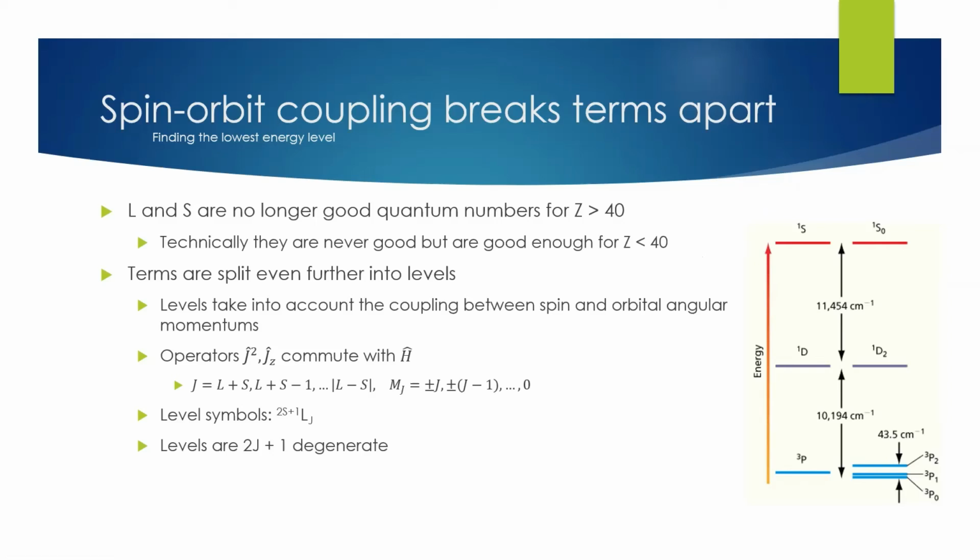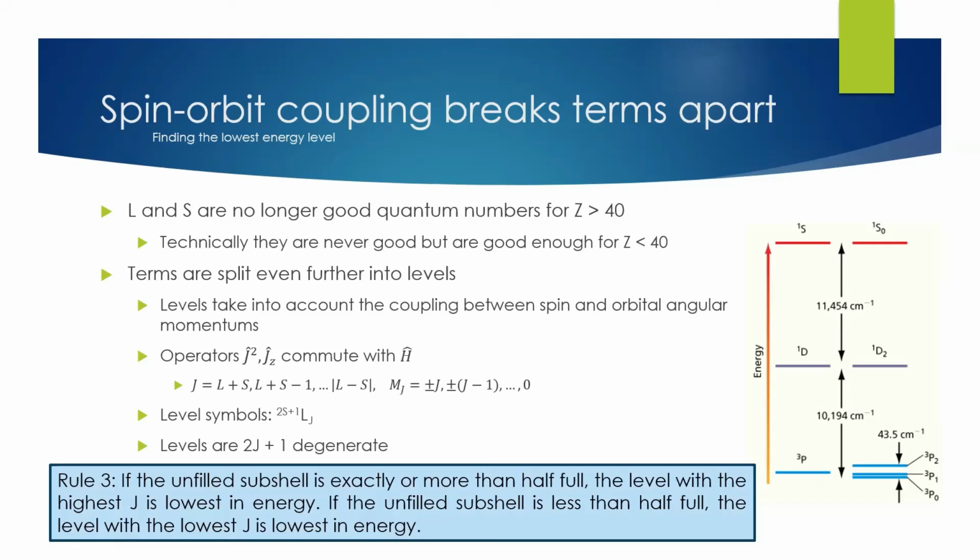For larger atoms, that becomes larger, and it becomes more of a difference, and so we can't ignore it for larger atoms. Hund's third rule is that if the unfilled subshell is exactly or more than half full, the level with the highest J is lowest in energy. If it is less than half full, the level with the lowest J is lowest in energy.